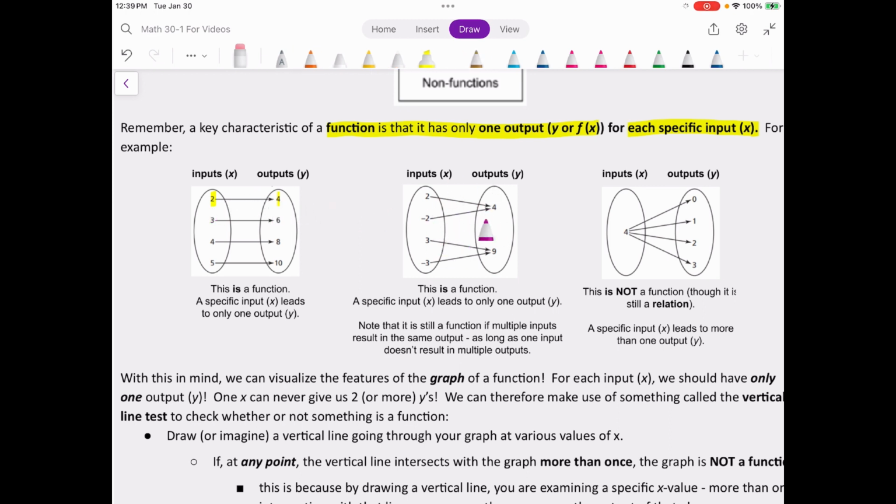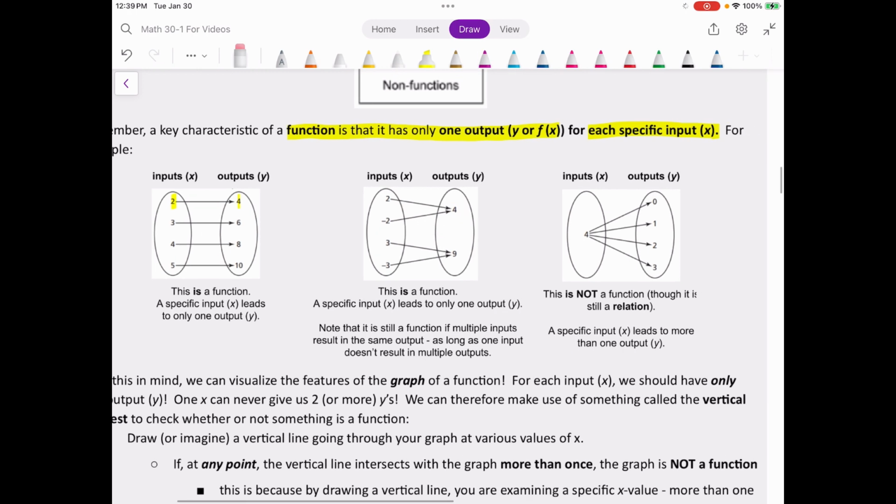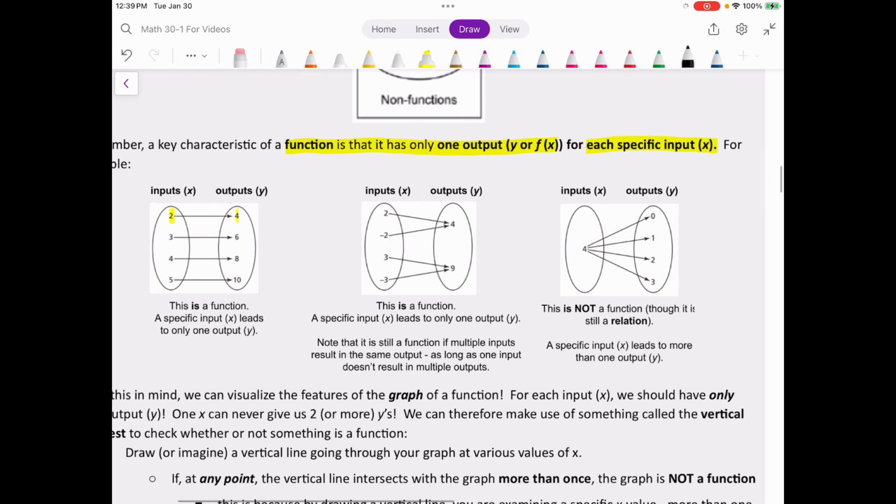This is also a function here because, again, 2 is giving us 4. And so is negative 2. Negative 2 can also give us 4. This is still a function. In fact, it looks like the function f of x equals x squared, because if I square 2, I'm going to get an output of 4. If I square negative 2, I'll also get an output of 4. So this is a function because a specific input is still leading to only one output. That's the key.